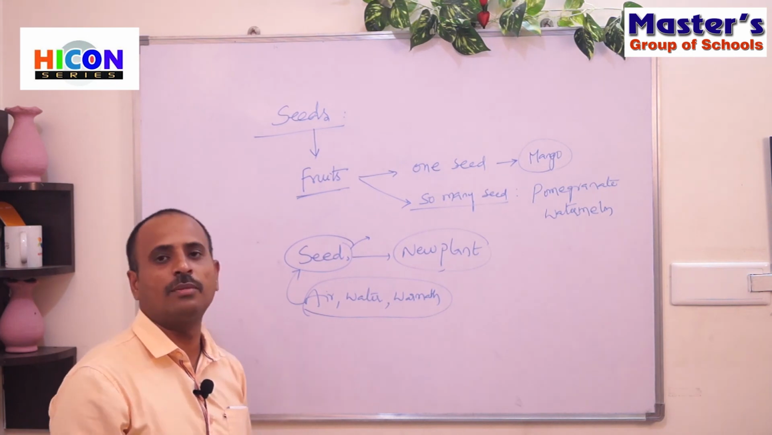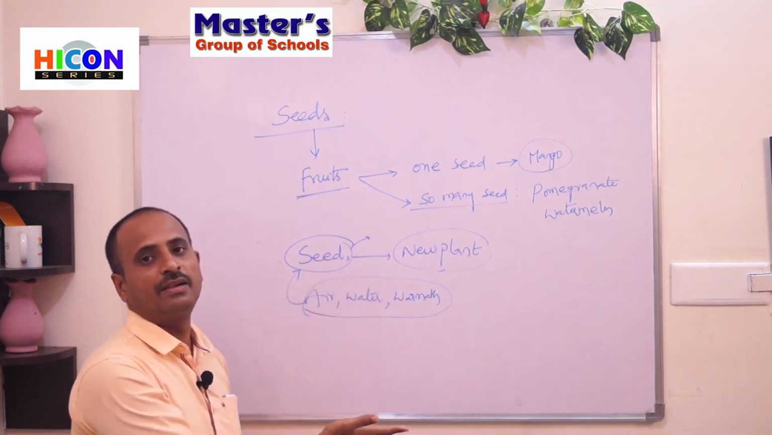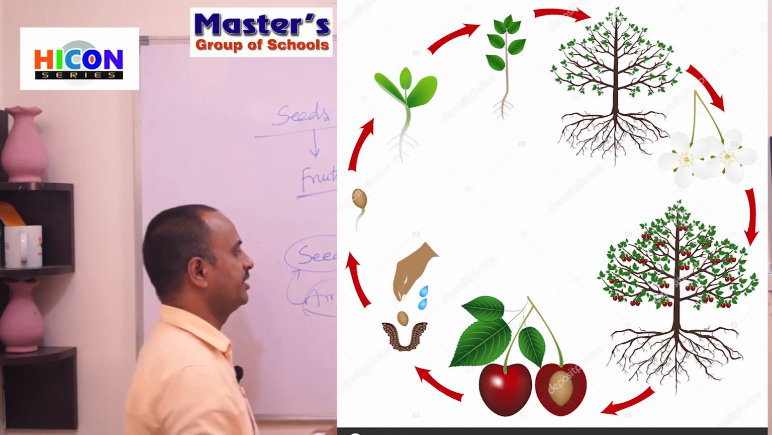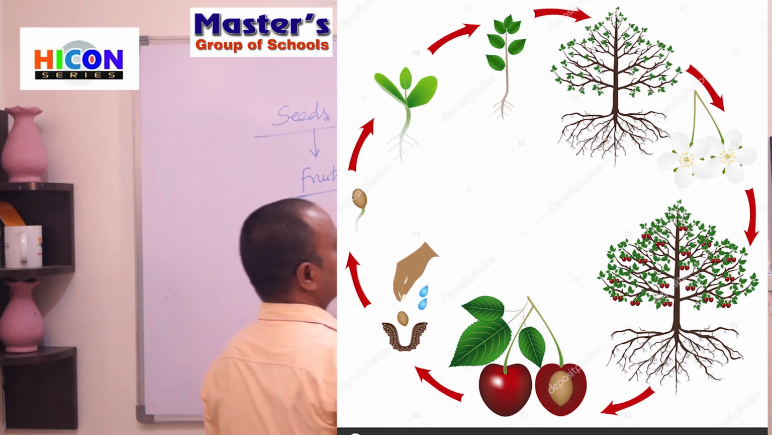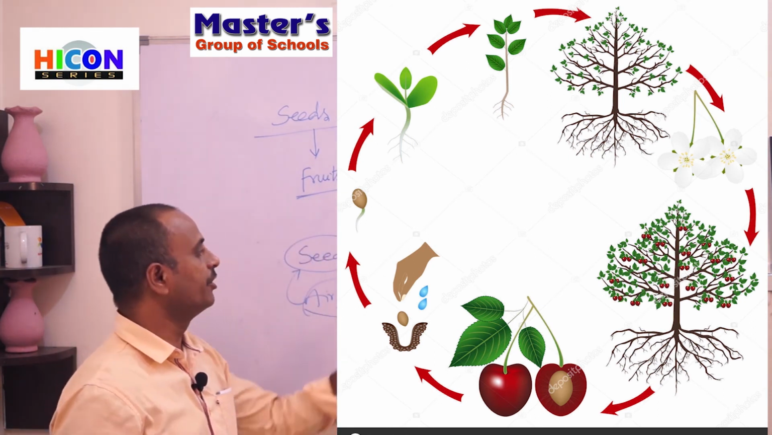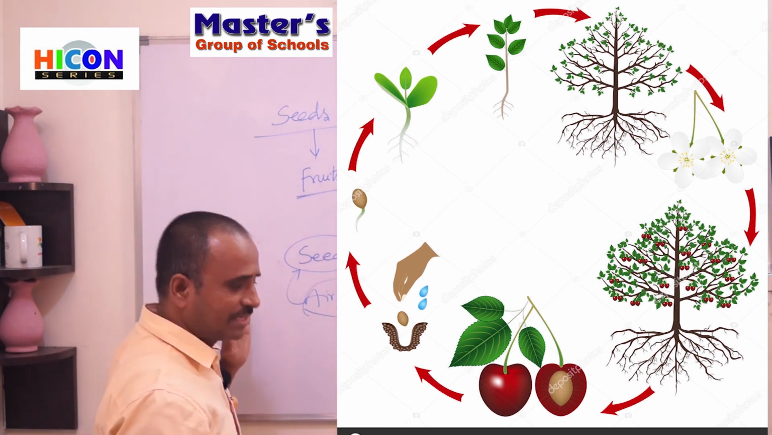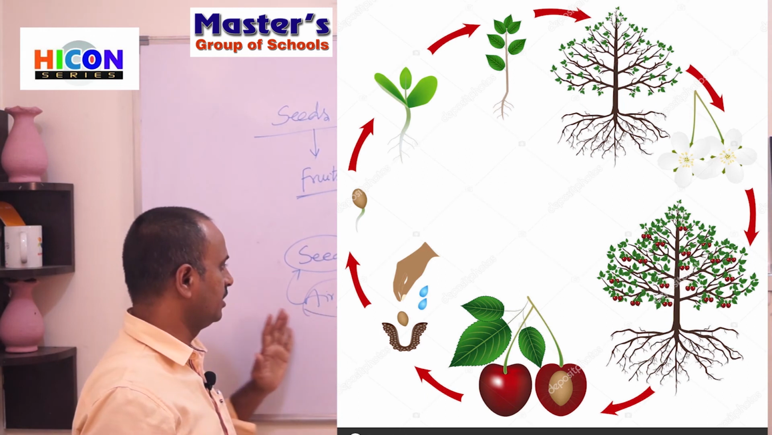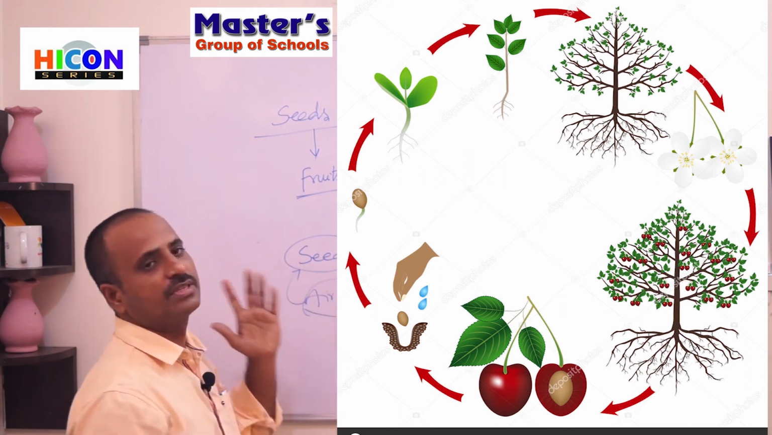So this total process of growing a seed into a new plant is called seed germination. Seed germination means the process of growing a seed into a new plant. So children, this is the workflow, the flow of how a new plant is obtained from the seed.